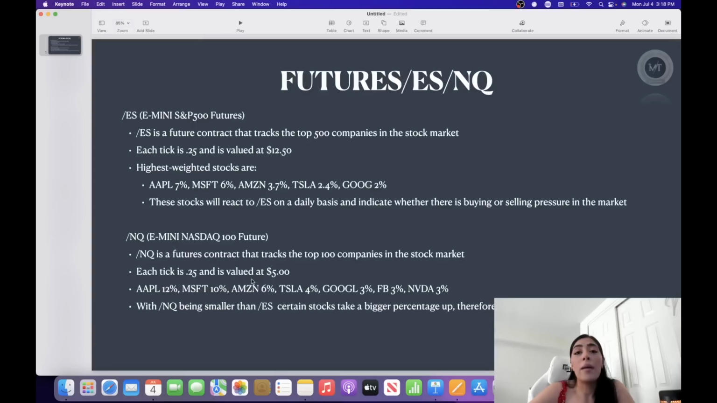Now, when I'm trading SPX, the index that tracks the S&P 500, I'm going to be watching ES. So ES is for if you're trading SPX and SPY, and with the NASDAQ, you're going to get more of a reaction to how the NASDAQ moves from the tech sector versus how ES moves. Just because it's weighted more, with fewer stocks, it's going to move more. It's going to react more.